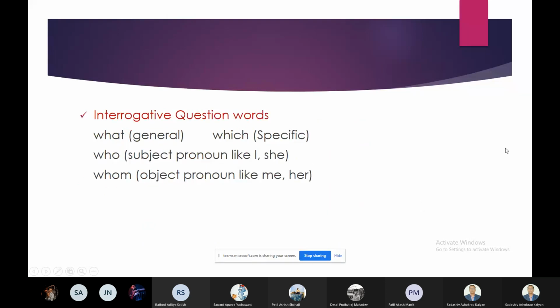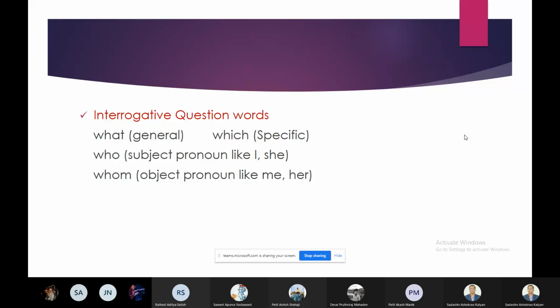Then we also have the last type of the pronoun, that is considered as the interrogative question words. These interrogative question words are also considered as pronouns in the given sentences. We use various kinds of WH words in our day-to-day communication, words like what, who, which, whom. So these are all the interrogative question words that we use in our day-to-day life, and that's why they are called interrogative question words.